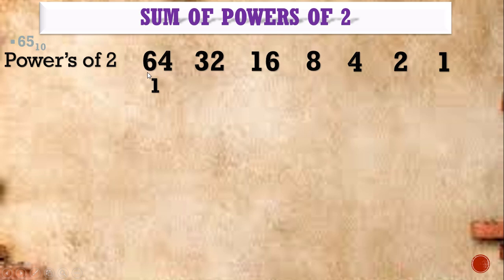If the power is smaller than the given number 65, we can place 1 and we have to subtract this number. Here 64 is lesser than 65. Since this power of 2 is smaller than the given number, we place a 1 and subtract it. 65 minus 64, the value is 1.